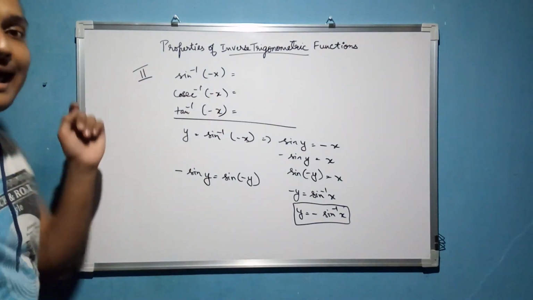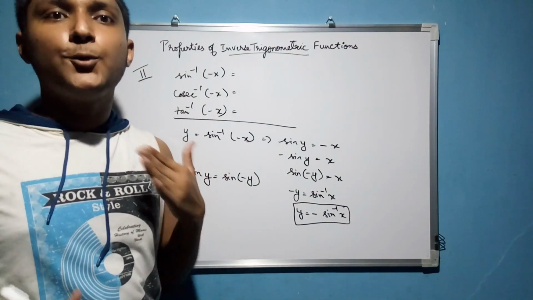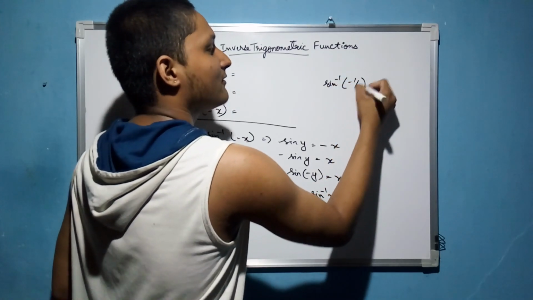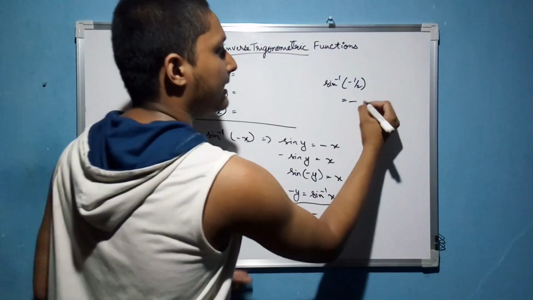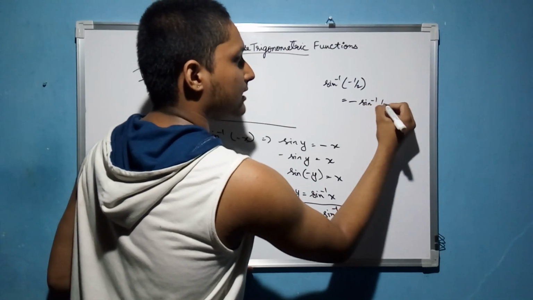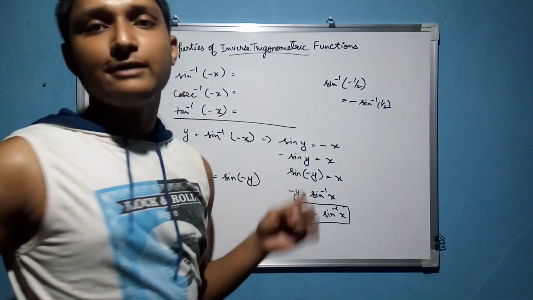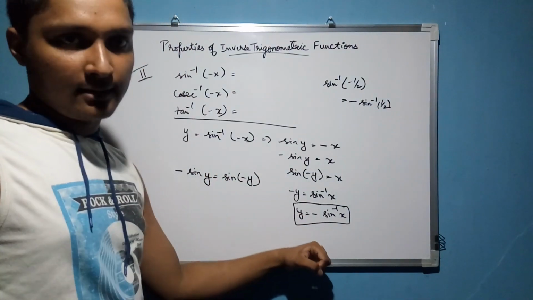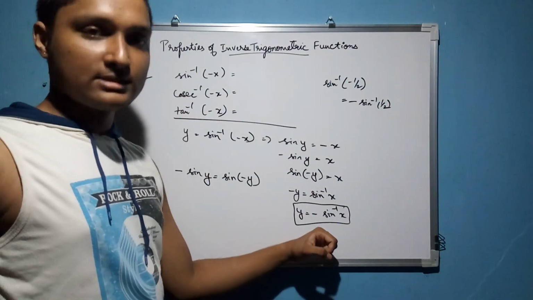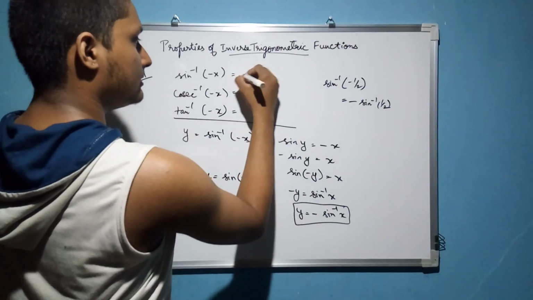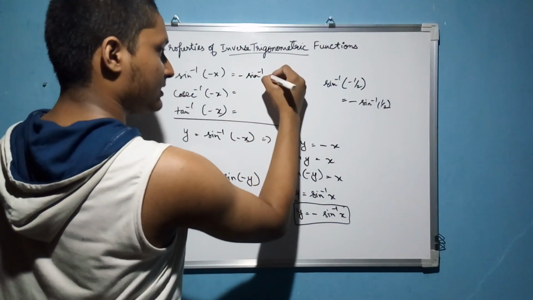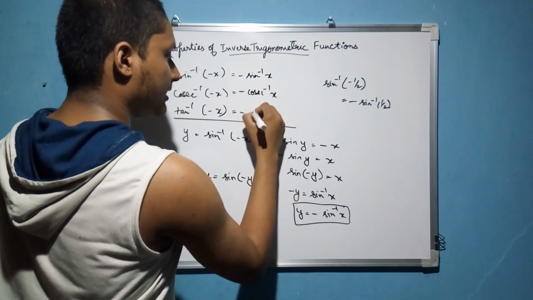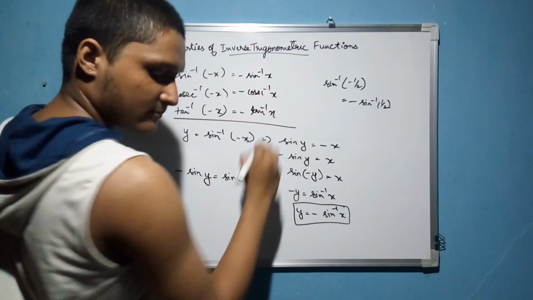I have already told in the previous thing how, while doing sine inverse of minus half, directly I wrote first minus and then sine inverse 1 by 2, and then I found out the value of sine inverse 1 by 2. That was the thing I used here. So you're getting here minus sine inverse x. Similarly it's going to be minus cosec inverse x and minus tan inverse x.